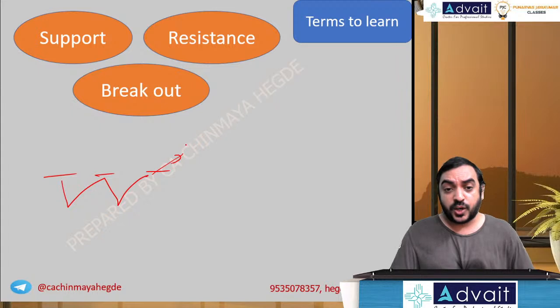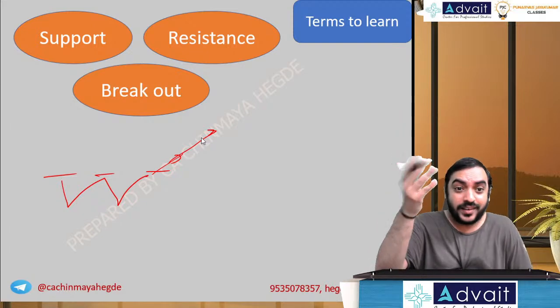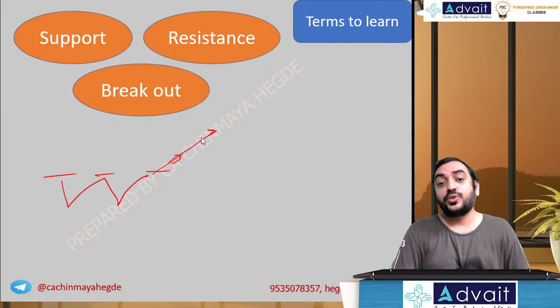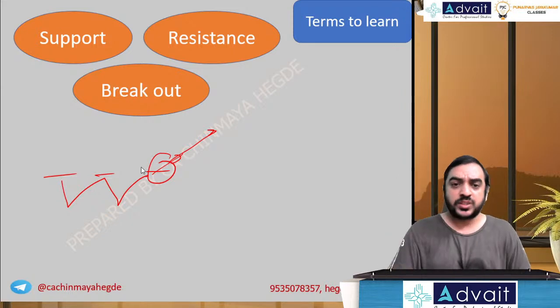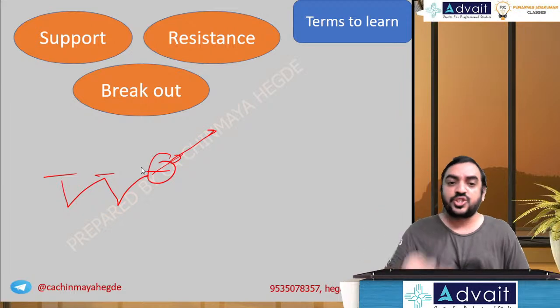Now the moment a breakout happens, the stock price has the potential to go up, till we don't know when, till it again starts to fall down. This point of crossing the resistance level is called a breakout. It can happen on the support level also. It comes down, it breaks the support level, then the stock price falls further.